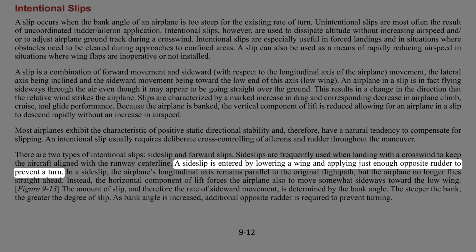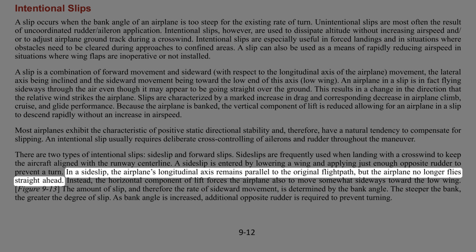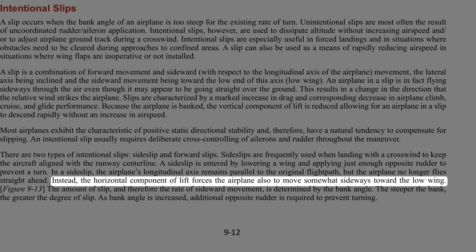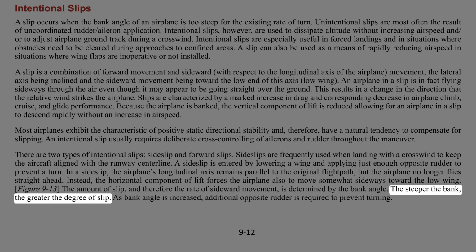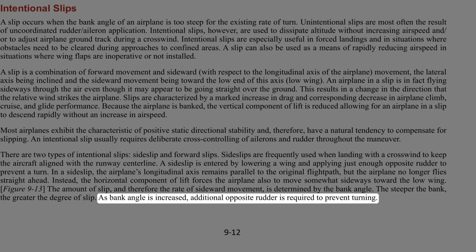A side slip is entered by lowering a wing and applying just enough opposite rudder to prevent a turn. In a side slip, the airplane's longitudinal axis remains parallel to the original flight path, but the airplane no longer flies straight ahead. Instead, the horizontal component of lift forces the airplane also to move somewhat sideways toward the low wing. The amount of slip, and therefore the rate of sideward movement, is determined by the bank angle. The steeper the bank, the greater the degree of slip. As bank angle is increased, additional opposite rudder is required to prevent turning.